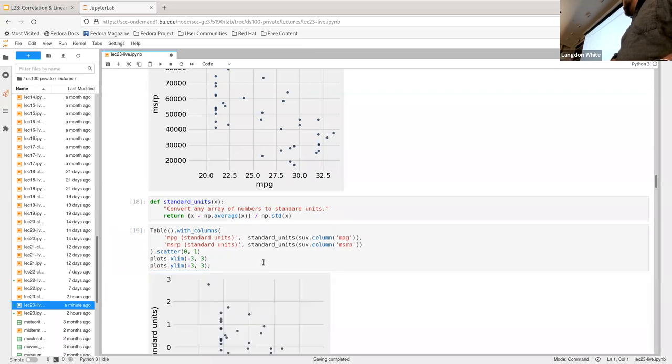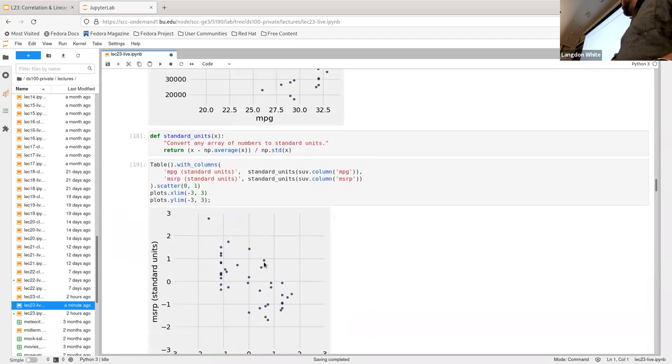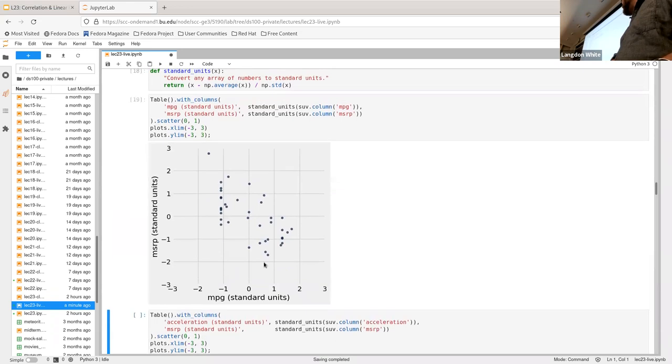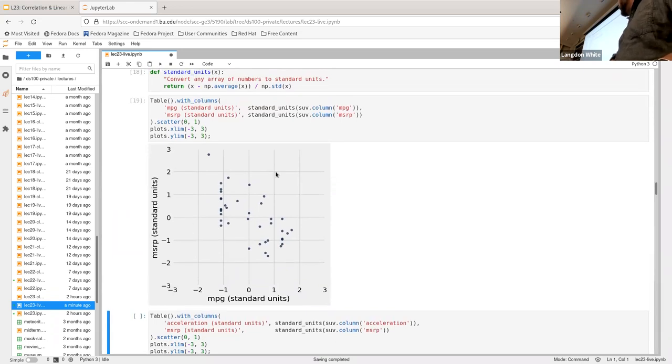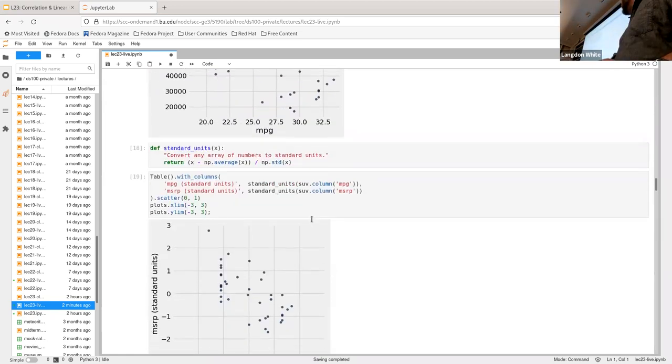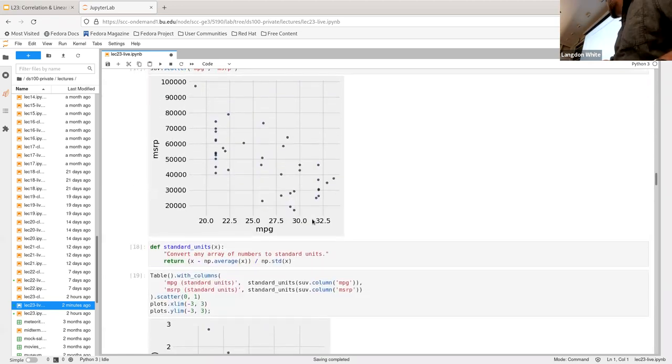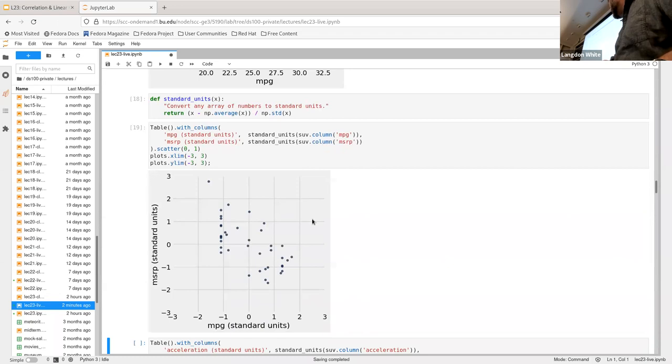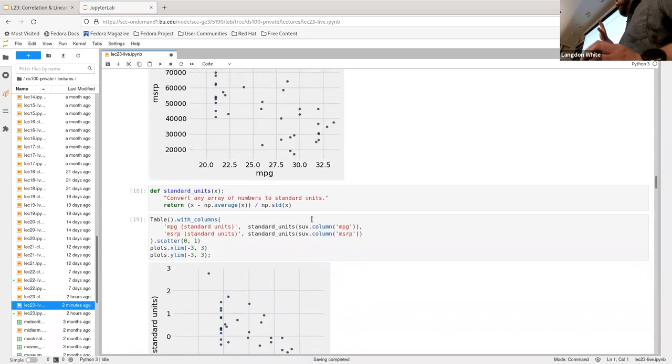and make a graph. And so if we look at this miles per gallon in standard units, and notice this is still on the SUV, if we compare it to this, the graph looks exactly the same. The only thing that sometimes happens is the dots on the graph tend to shift a bit, right? So the overall pattern remains the same, but they move somewhere.